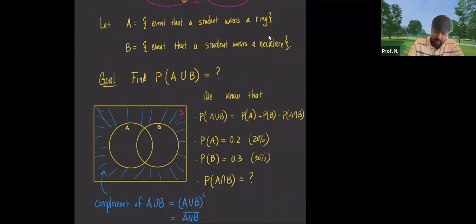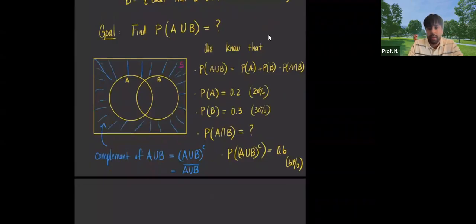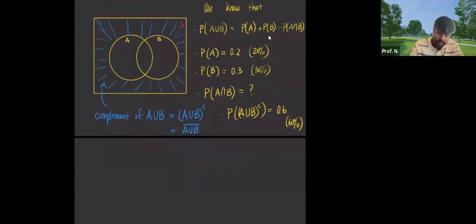But we already know what that is, don't we? The probability of A union B complement is 60%, 0.6. Right? And then don't we know about complementary probability? So remember, see, all this stuff comes together. So remember, the probability of an event happening can be found by 1 minus the probability of its complement.